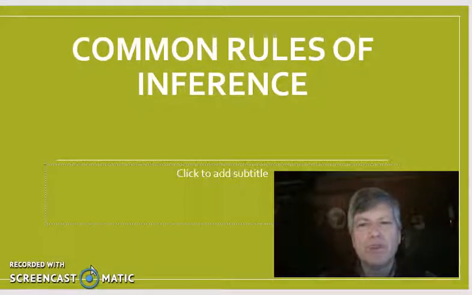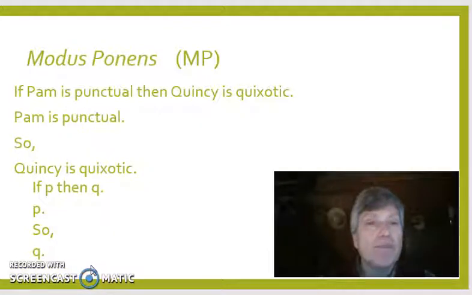Now I want to tell you about the first 4 rules of inference that we will be using in our natural deduction system. The first rule I want to tell you about is called modus ponens.